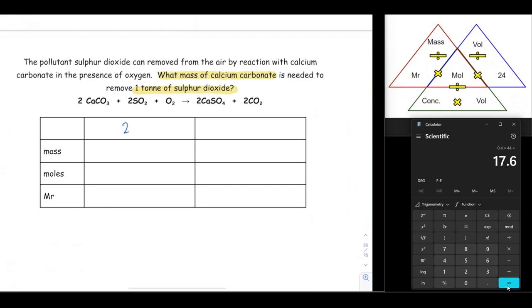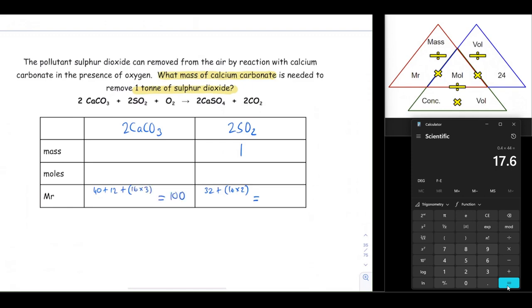So I've got 2 CaCO3 according to my balanced equation, by removing 1 ton of sulfur dioxide, and I've got 2 SO2s. Plug in what the question is telling me. It's saying I've got 1 ton of that. Doesn't matter that it's back to front. So I work out my relative molecular masses. Well, sulfur is 32, so I need to do 32 plus 16 times 2. And I need to do 40 plus 12 plus 16 times 3.